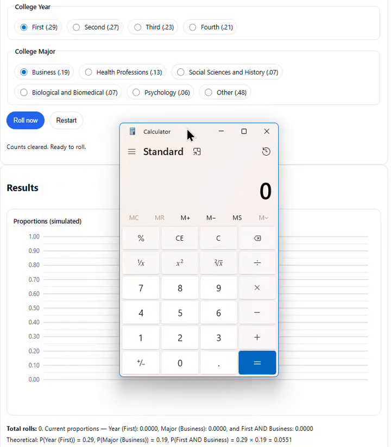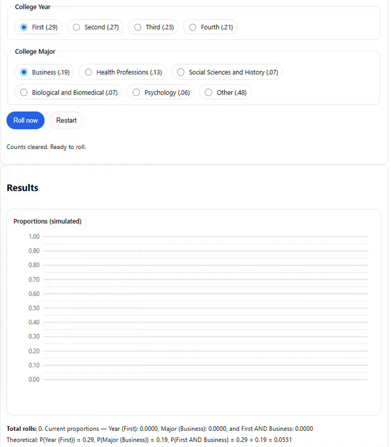Well, you multiply those two probabilities. So we would say 0.29 times 0.19, and we get 0.0551. And down here along the bottom, you can see this is for theoretical. For a first-year student, 0.29. For a business major, 0.19. And the probability that we randomly pick someone who is both a first-year student and a business major, that's 0.29 times 0.19, getting us 0.0551. So that's the expected value.